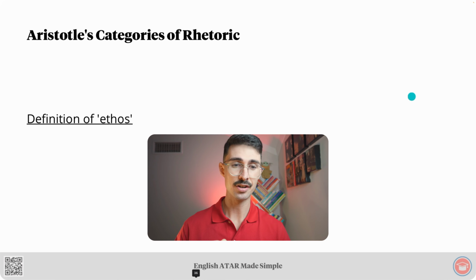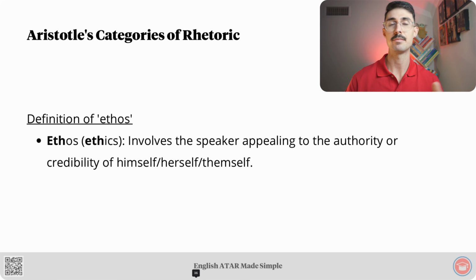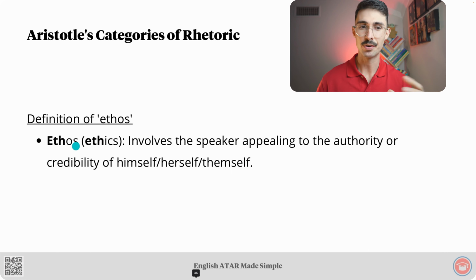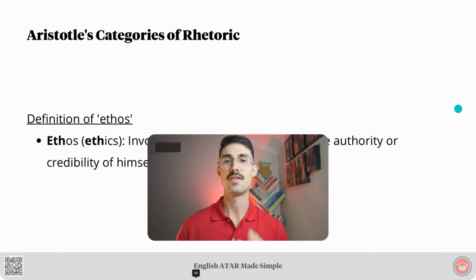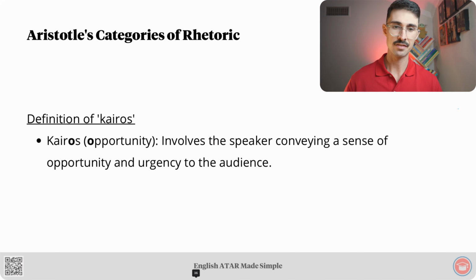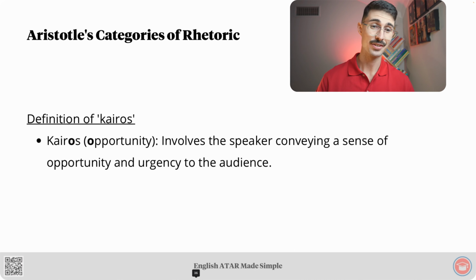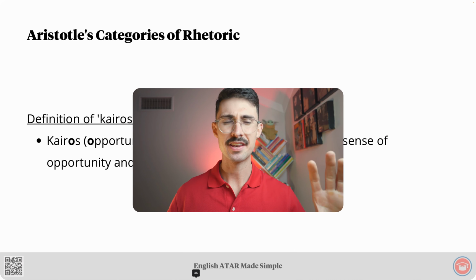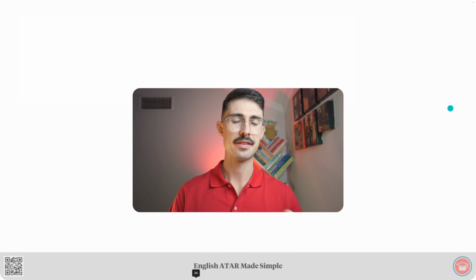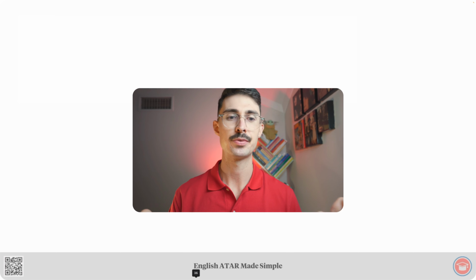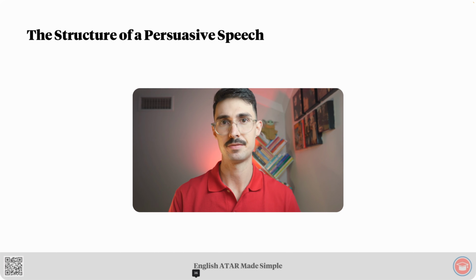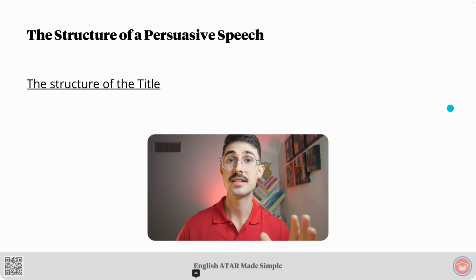Then we had ethos, and ethos involves the speaker appealing to the authority or credibility of himself, herself, or themselves. The ETH in ethos also appears in the word ethics. Finally, we had kairos, and this involves the speaker conveying a sense of urgency and opportunity to the audience. The O in kairos is also in opportunity. After we got that theory stuff out of the way, we looked at the main section of this lesson, which was all about the structure of a persuasive speech. The structure of the title is as follows.